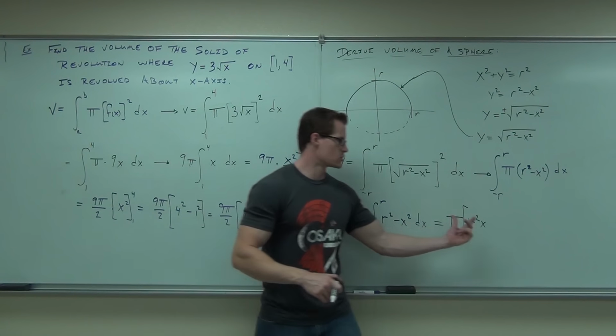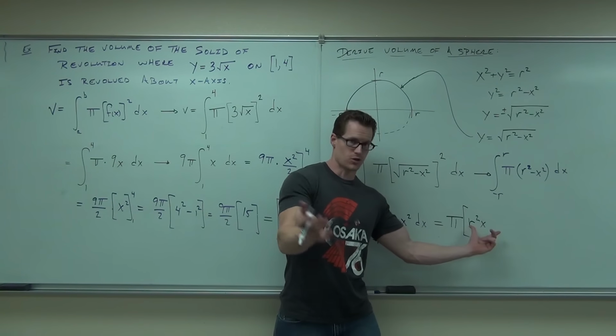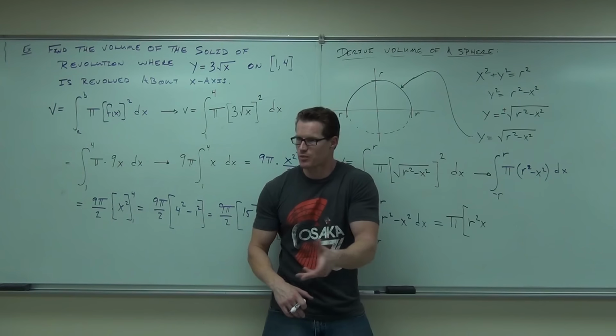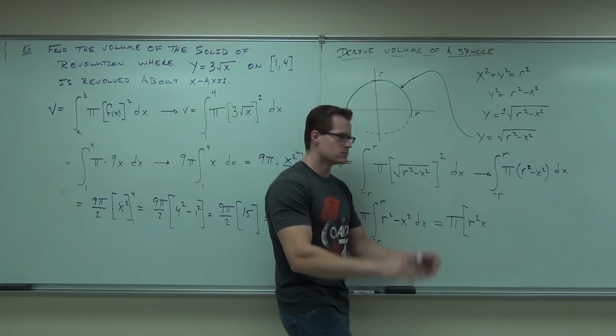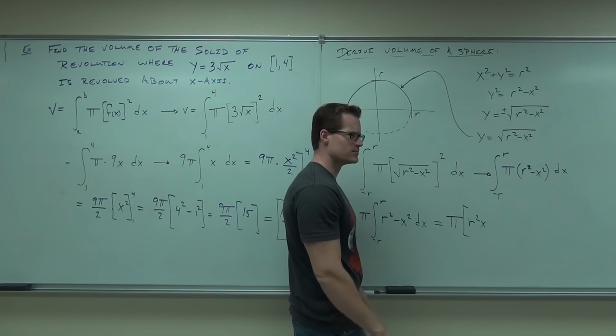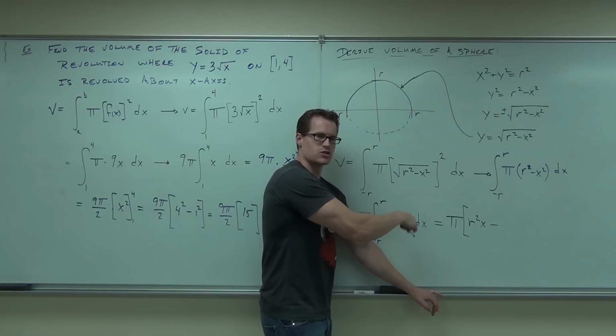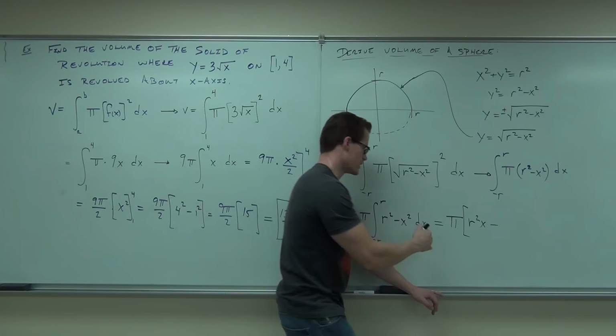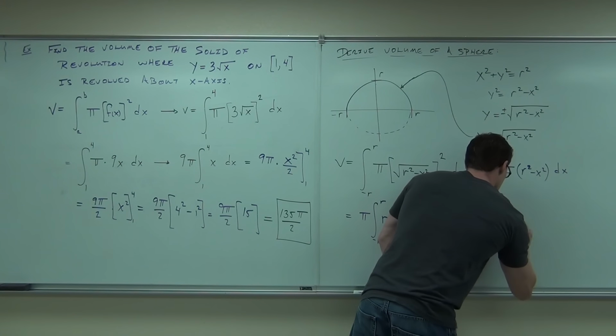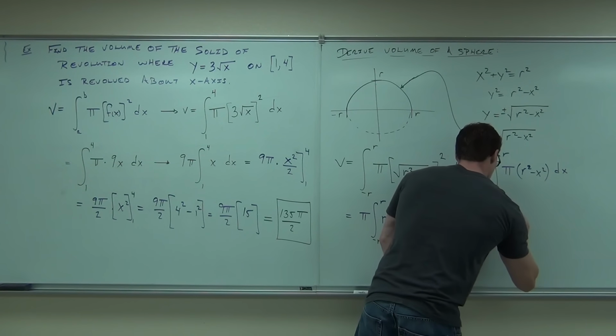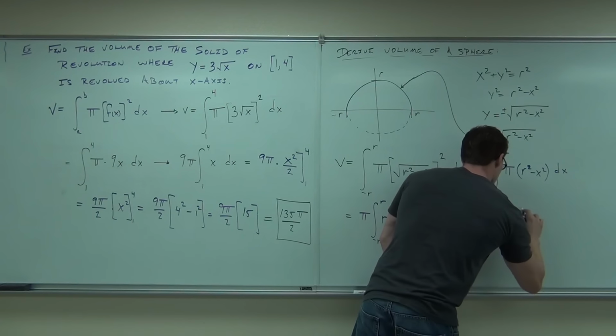Think about it. What's the derivative with respect to x? r squared. So that works. Remember, we're just antiderivating here. Minus, now this one is a function of x, it's tied to the dx, so go ahead and do that. You're going to get x cubed over 3, and we're going to evaluate from negative r to r.